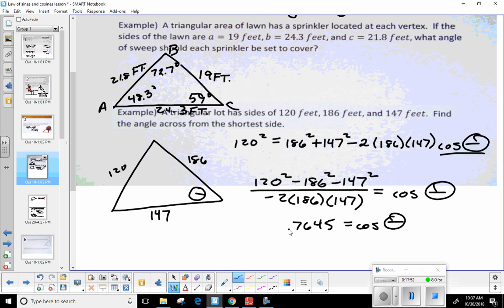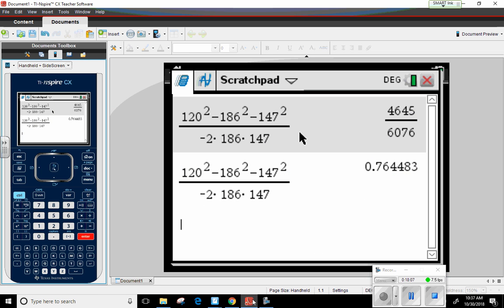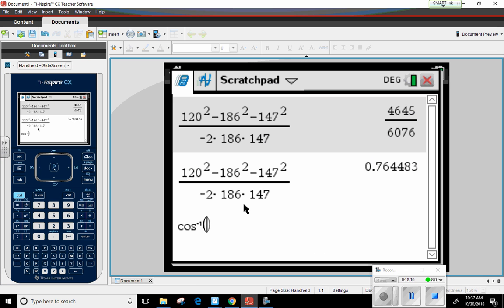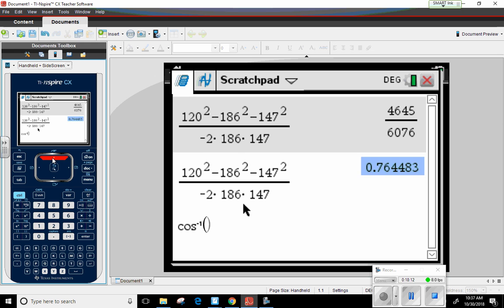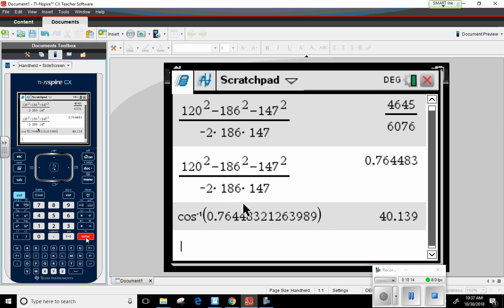Now, if I have the ratio and I want the angle measure, we have to take the inverse. Inverse cosine of 0.7645. That's going to give me theta. All right. Has anybody figured that out yet? Okay, so let me catch up to you. Cosine inverse of that decimal we just got. I'm getting about 40.1 degrees. Exactly right. Good, good, good.